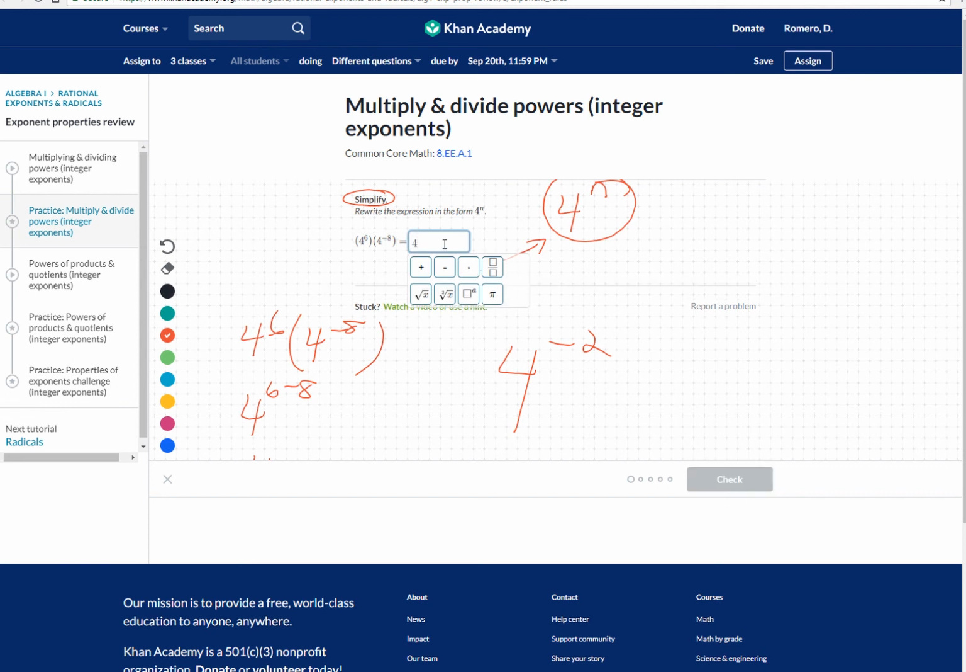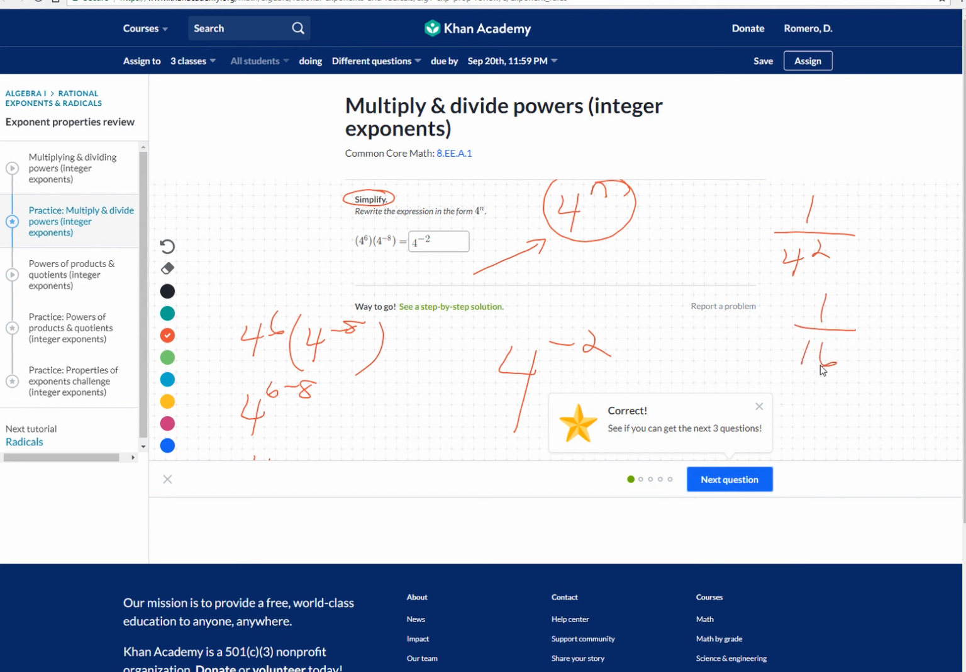4 to the power negative 2. But if they wanted me to continue simplifying, then what I would do is, because it's negative, I have to drop it. So this would be 1 over 4 squared. And then what's 4 squared? 1 over 16. Well, we got to follow directions. It was 4 to the negative 2, because they told me to leave it 4 to the negative 2.